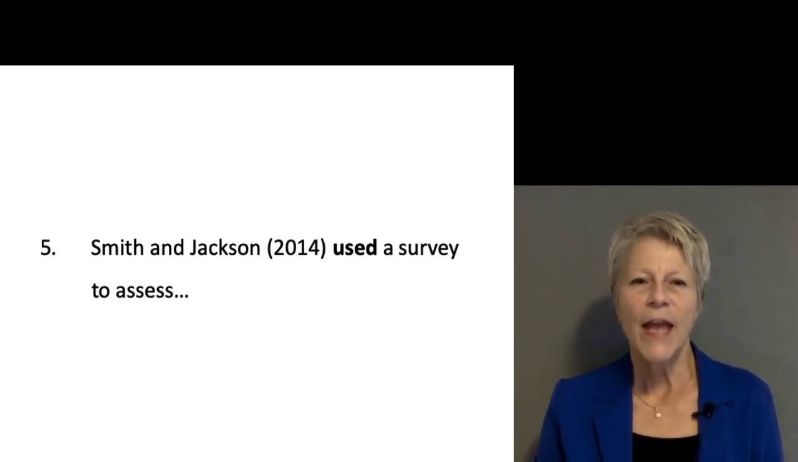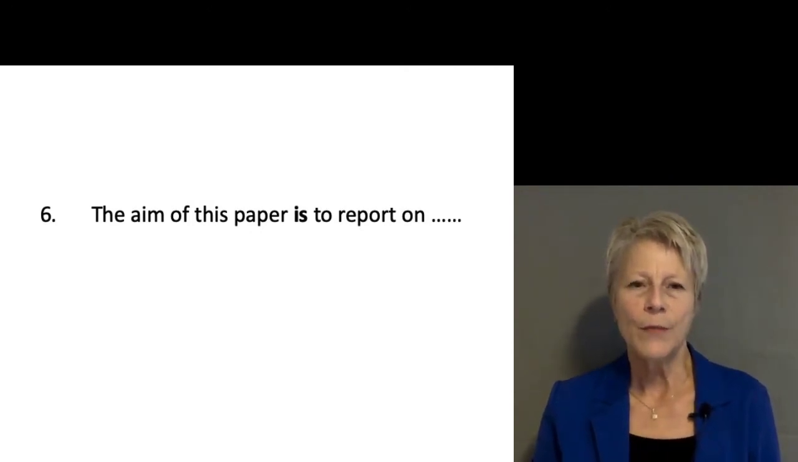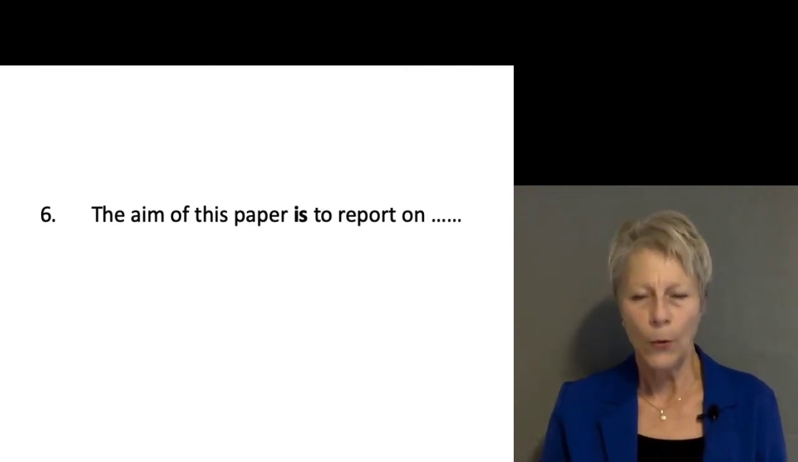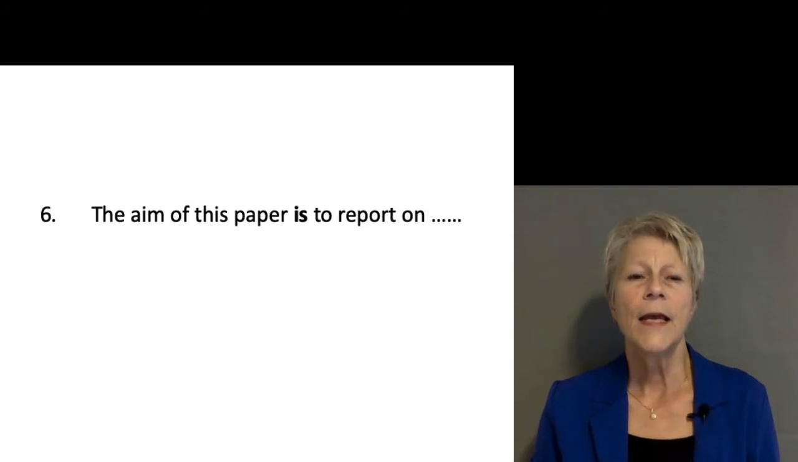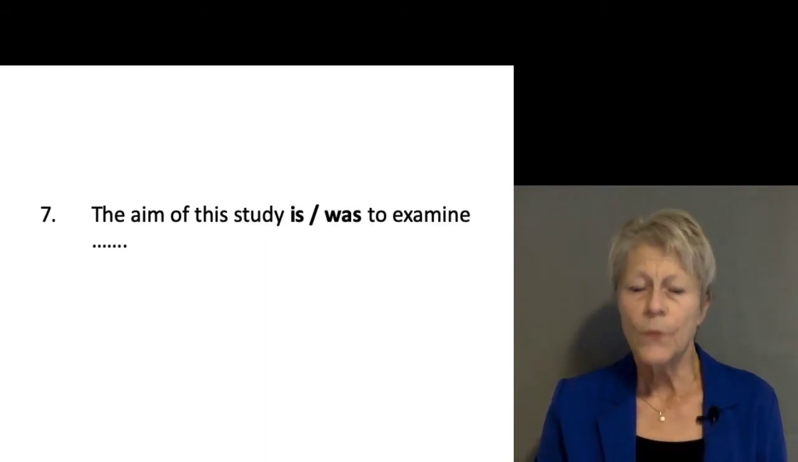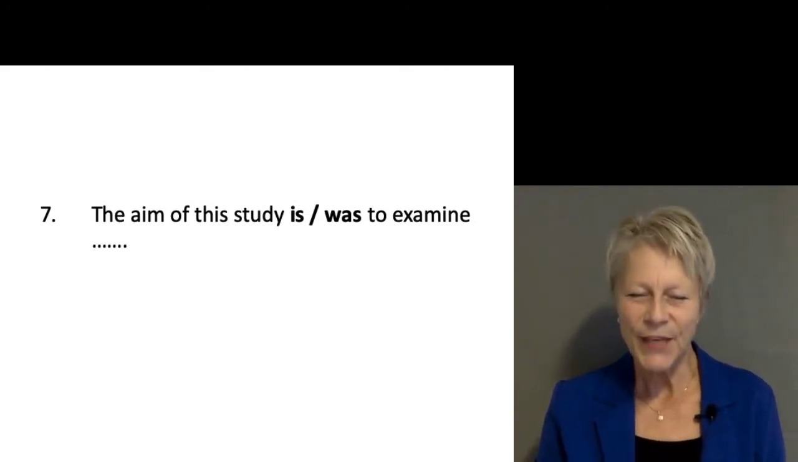6. The aim of this paper is to report on. Now, the perspective of the paper is always the present tense, being the perspective of the reader. In contrast to 7, where you have a choice: the aim of this study is/was to examine. Here you have a choice.